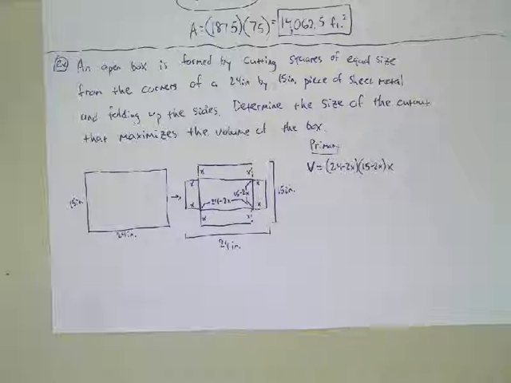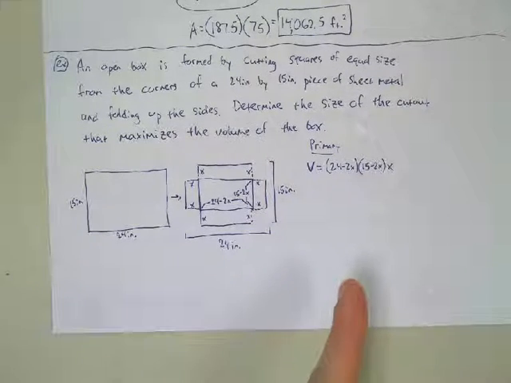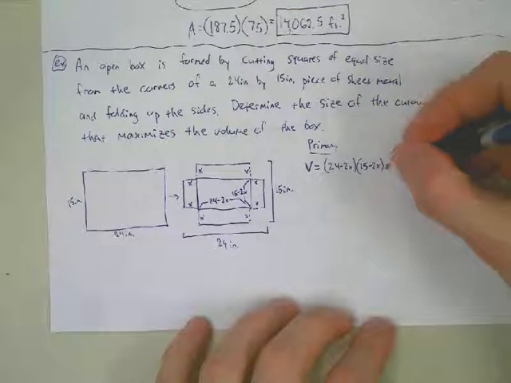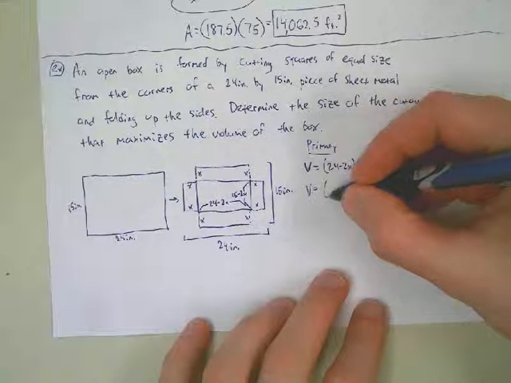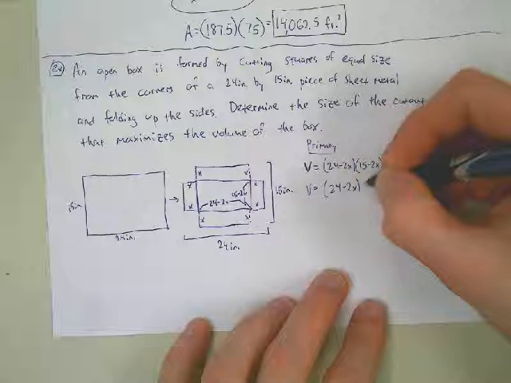So now what should we go about doing? Derivative. Do we want to take the derivative right now? Simplify first. I'd rather not, right? Yeah, let's distribute the x. That's a good idea. Let's distribute that x. We get 15x minus 2x squared.